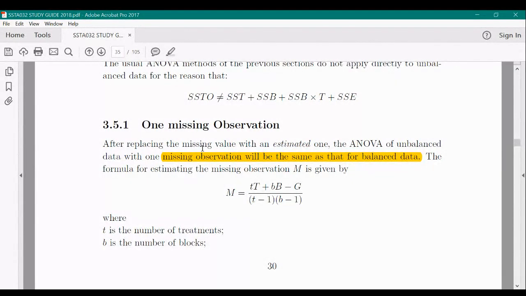Let's not complicate things. For now, let's follow this instruction: after replacing the missing value, the ANOVA table for unbalanced data with one missing observation will be the same as for balanced data, which means we still use the same formulas. As long as you replace the missing observation, now the problem becomes balanced. And now you know that the scope for the Friday test is chapter 3 and chapter 5 so far.